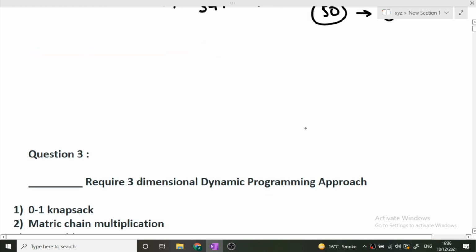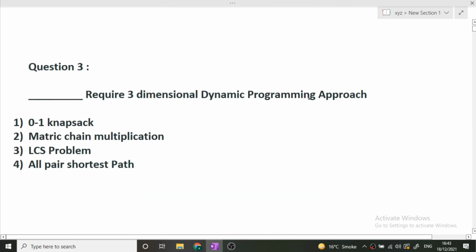Okay, now moving to the next question. Okay, so guys, the next question is: dash requires a 3-dimensional dynamic programming approach to solve. So here are the 4 options: either 0-1 knapsack, matrix chain multiplication, LCS problem, or all pair shortest path problem. So out of these problems, which particular problem requires a 3D DP to solve?